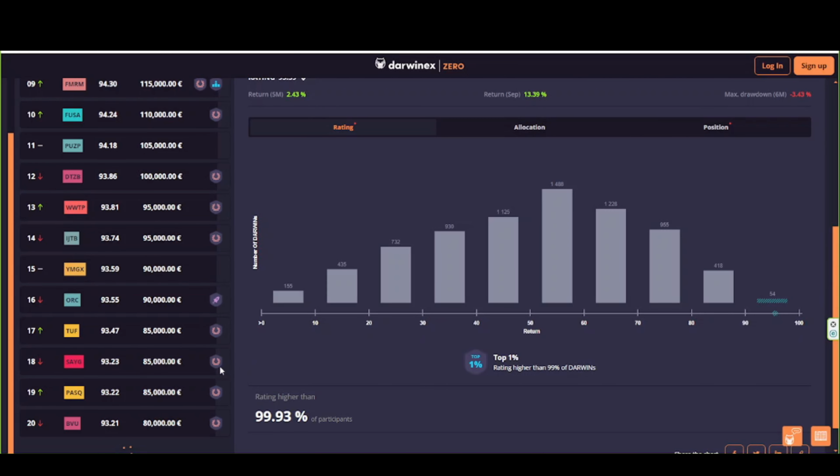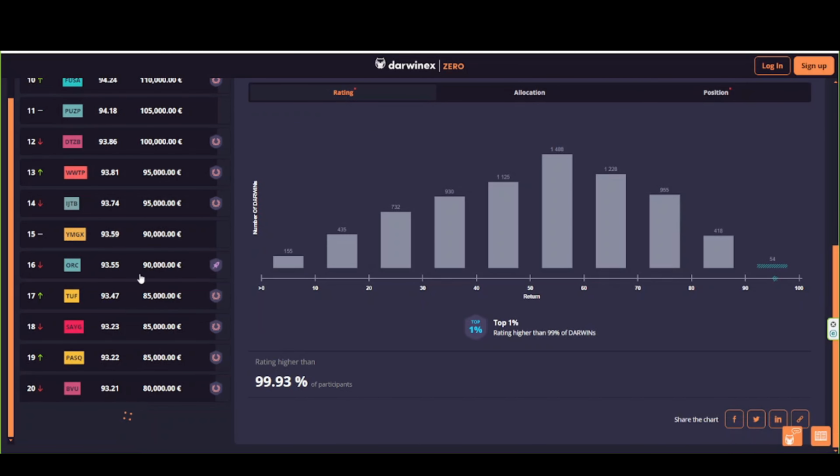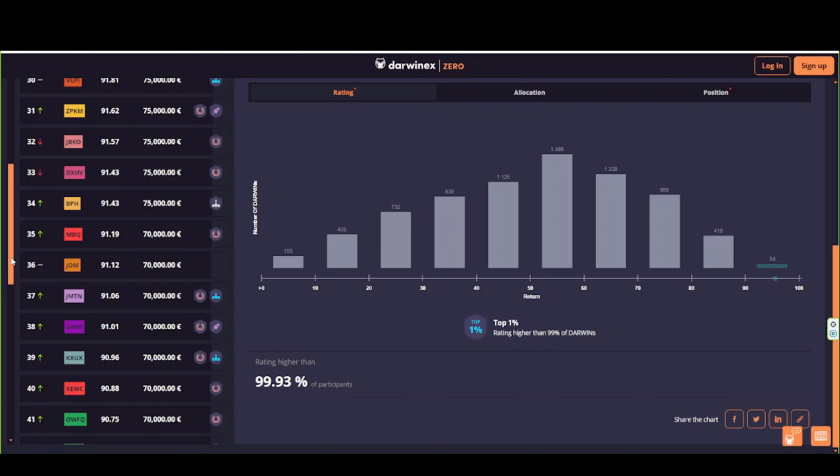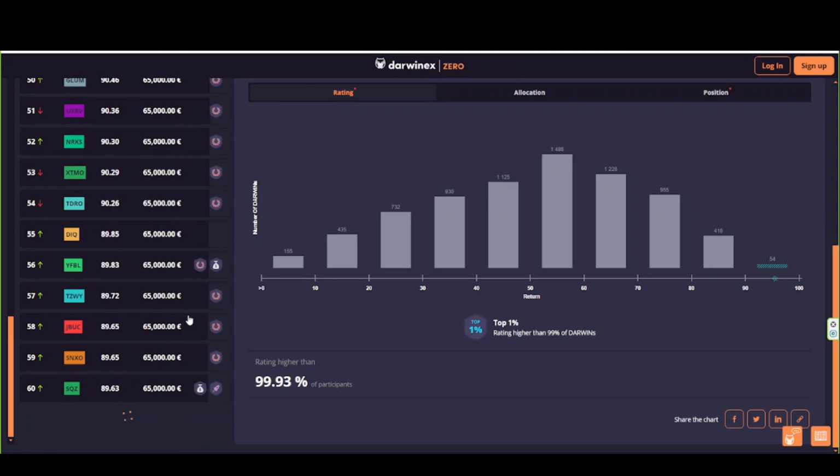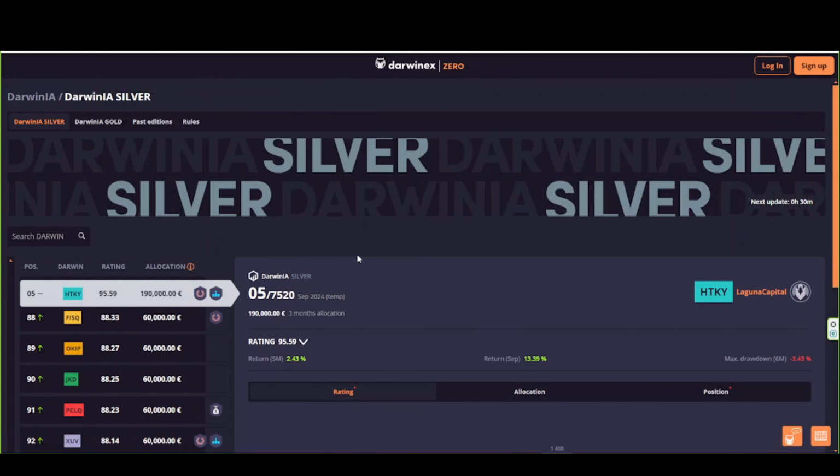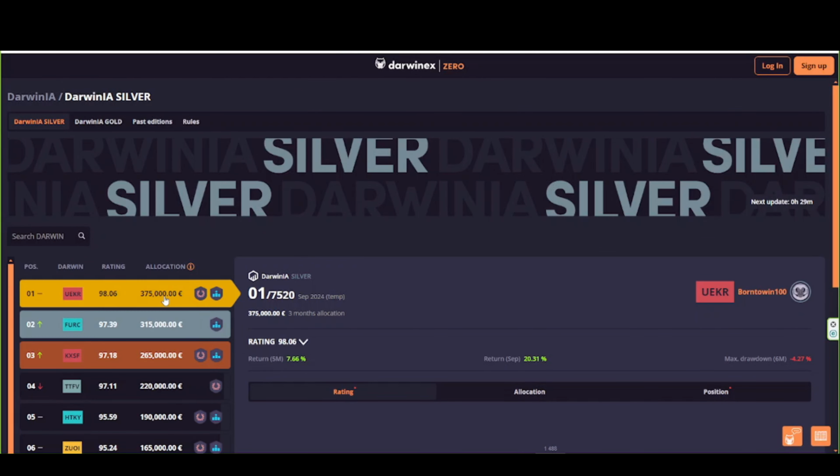And then as you progress down, you see these guys get 85,000, 80,000, 75,000. I believe as long as you have a rating of 75, you will get allocation. I believe the minimum is 30,000 allocation. So that's what Darwin IA Silver looks like, and that's how it works. Let me give you an example. If this number one gets the 375,000, they will keep it for the next 3 months, and then they will get paid after 3 months, depending on how much they make.